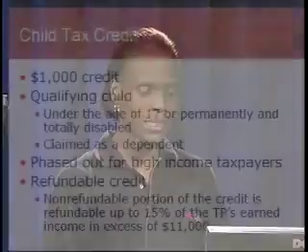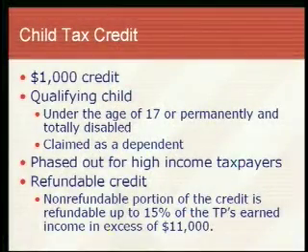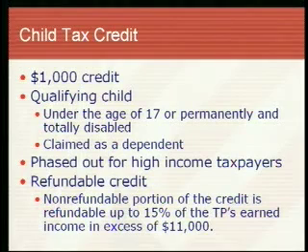It's going to be phased out for high income taxpayers. It's going to be phased out at $50 for every $1,000 that they're over the AGI. The amounts for high income taxpayers are $110,000 for joint filers, $55,000 for taxpayers filing separately, and $75,000 for single or head of household. So if you have incomes in those amounts, you would lose some of that credit.